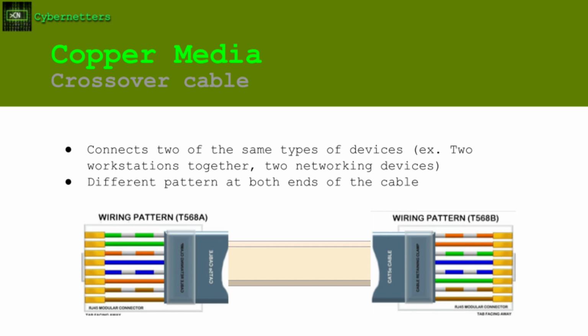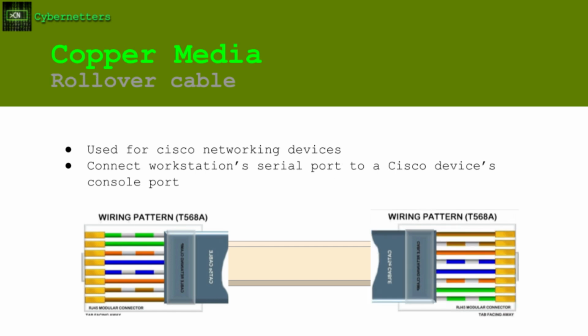So in a crossover cable, the transmit and receive wires are swapped at one end, which allows two similar devices, like a PC to a PC or a switch to a switch or even a router to a switch, to communicate directly. Without this so-called lane switch, both devices would be talking on the same lane and not hearing each other.